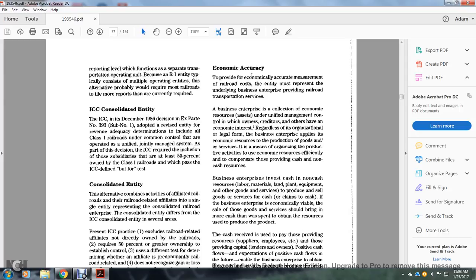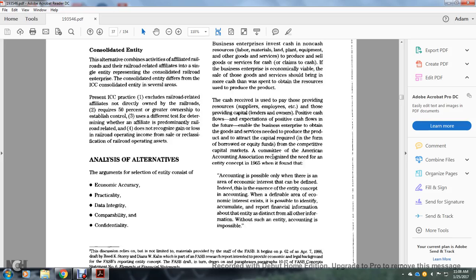Economic accuracy. To provide an economically accurate measure of railroad cost, the entity must represent the underlying business enterprise providing the railroad transportation services. A business enterprise is a collection of economic resources under unified management control, owned by creditors and owners that have an economic interest, regardless of the organizational legal form of the business enterprise, supplied with the economic resources for the production of goods and services. That means organizing the production activities of the economic resources efficiently while compensating those who provided them with cash and non-cash resources.